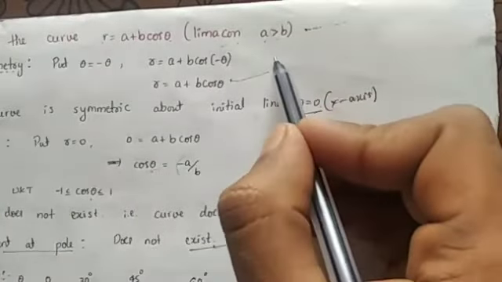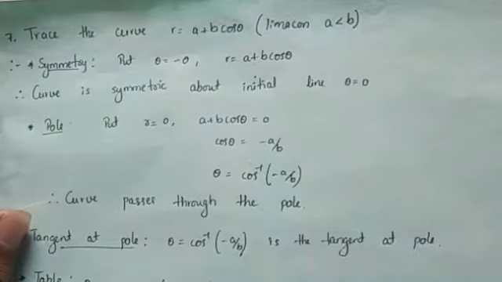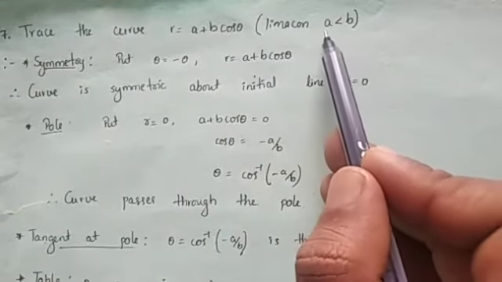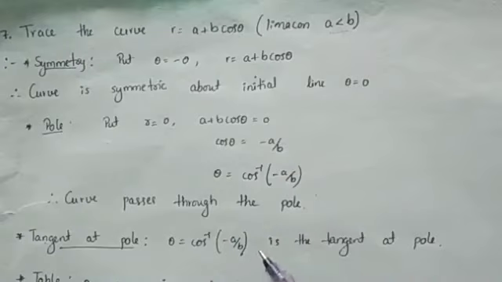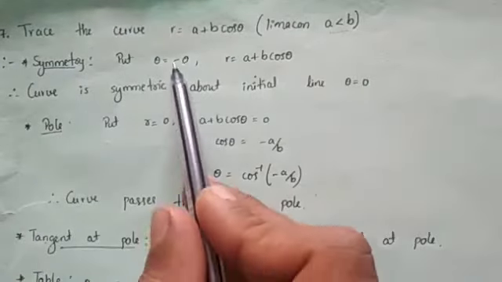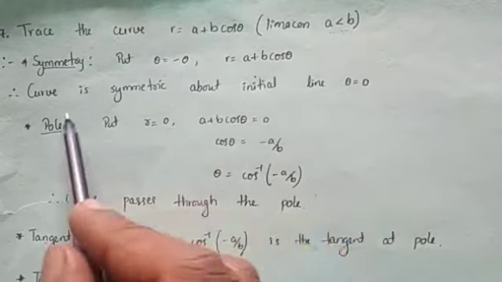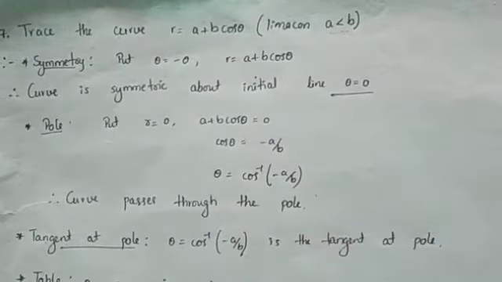What about if a is less than b? Trace the curve r is equal to a plus b cos theta, that is the limaçon. The condition is a is less than b. The first point is the symmetry. You replace theta by minus theta, you get the same equation of the curve. The curve is symmetric about the initial line, theta is equal to 0.